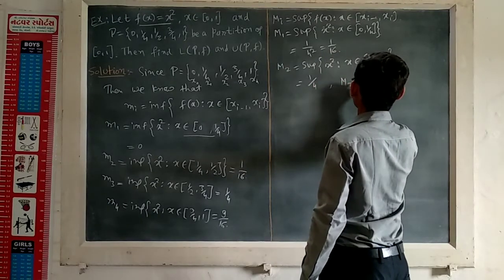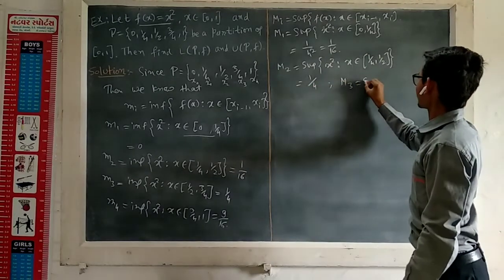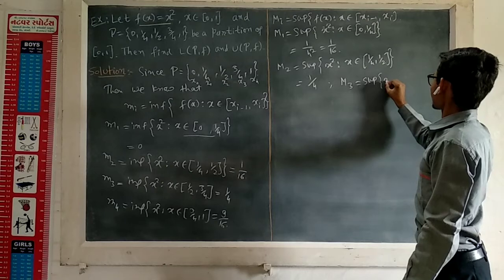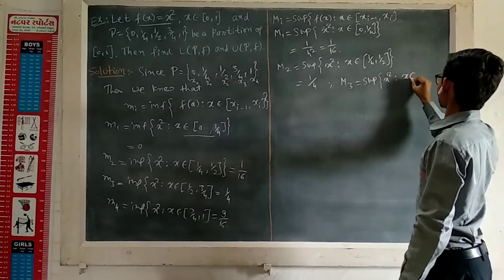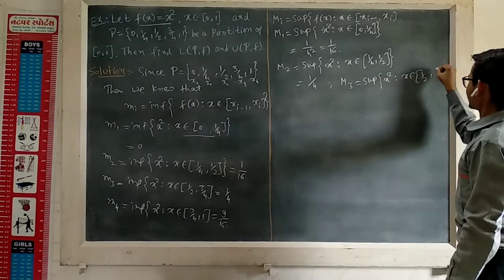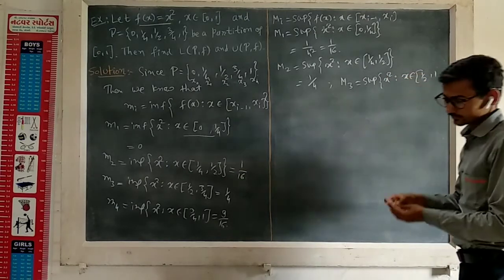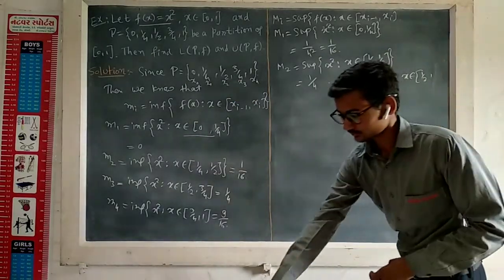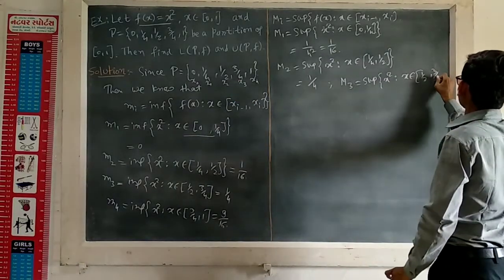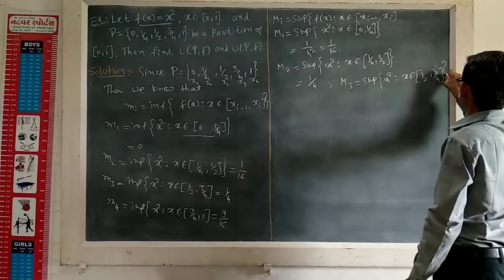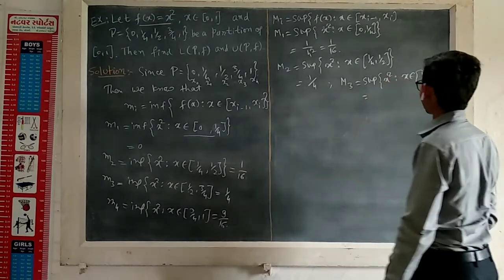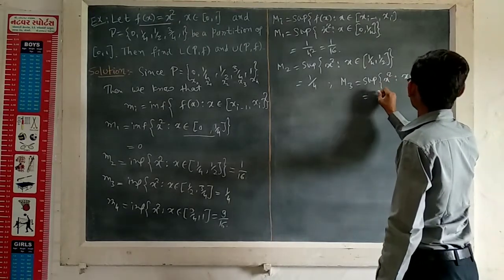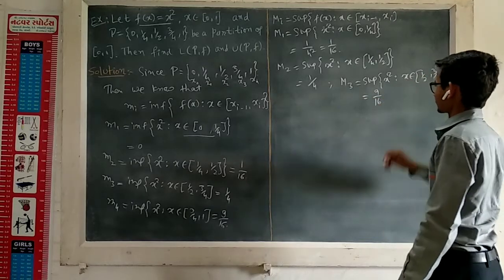What is M3? It is the supremum of x square such that x belongs to 1 by 2 to 3 by 4. Maximum value of this interval is 3 by 4. Put x is equal to 3 by 4. Then the supremum is 9 by 16.